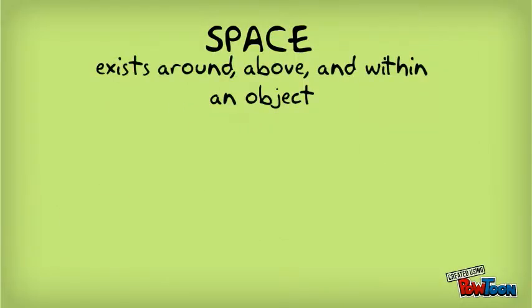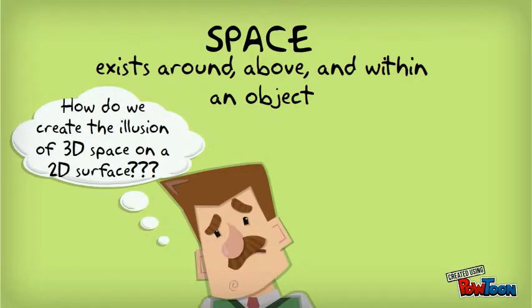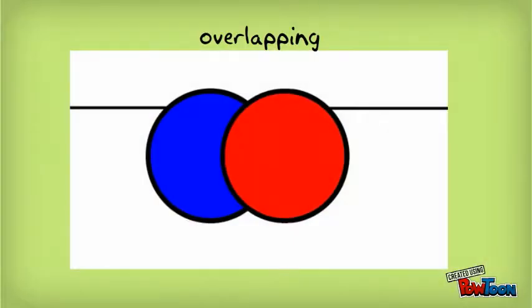Space exists around, above, and within an object. How do we create the illusion of three-dimensional space on a two-dimensional surface? I'll tell you how. Overlapping. If you place something in front of another thing, it looks closer.